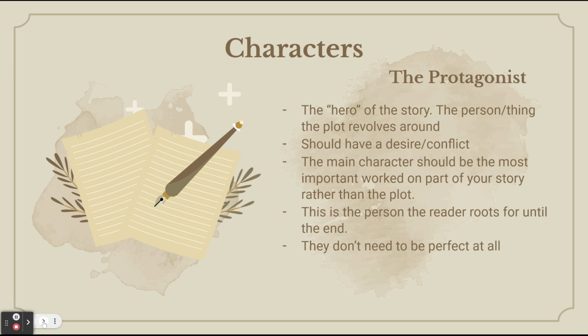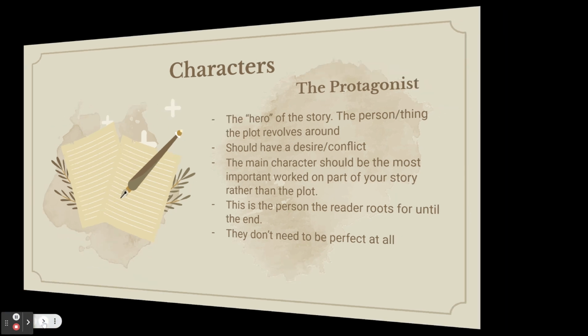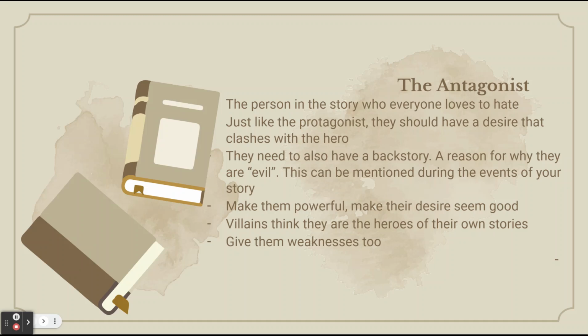And along with your protagonist is its mirror, which is the antagonist. And this is the person in the story who we all love to hate. And just like the protagonist, they should also have something they really, really want. And that desire clashes with the desire of your protagonist. This desire does not and should probably not be a desire for the sake of being a desire. And it should not be something that's obviously bad.